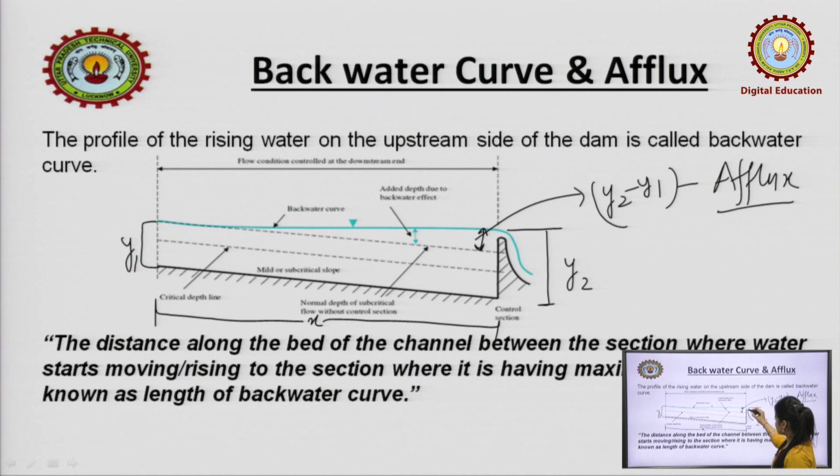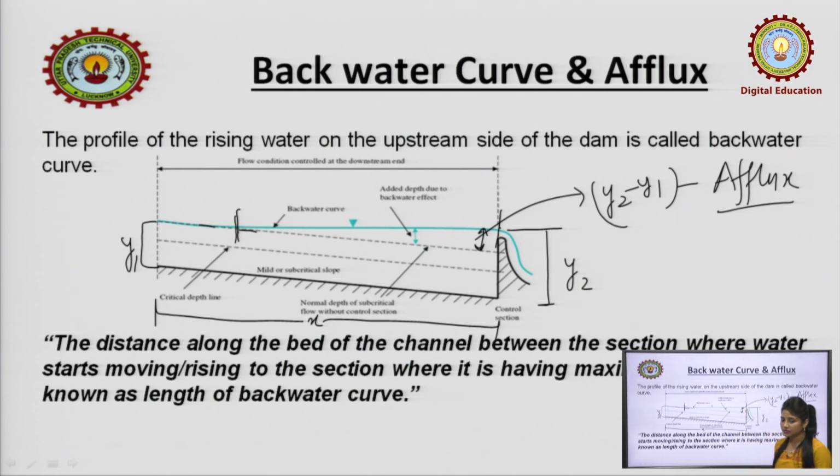You can see this is an obstruction, a weir sort of thing, due to which the water goes back. After traveling a certain distance it increases gradually, and there is a huge change between the initial depth and final depth. This increase is known as efflux. So we are going to calculate the distance over which the efflux formation is going on.